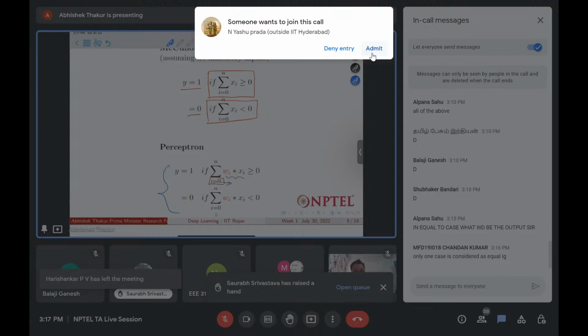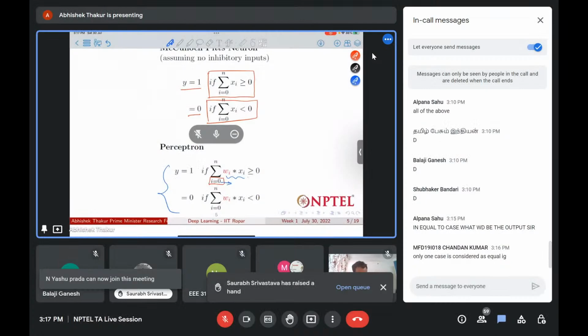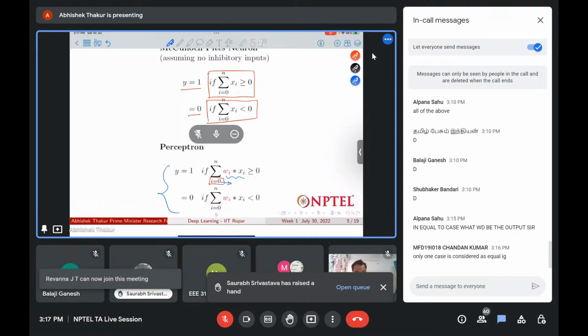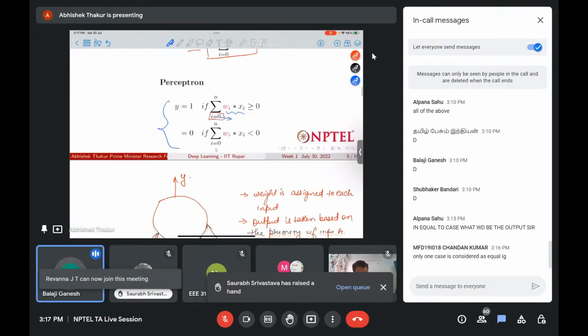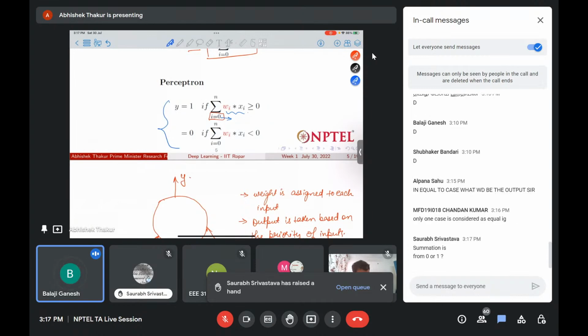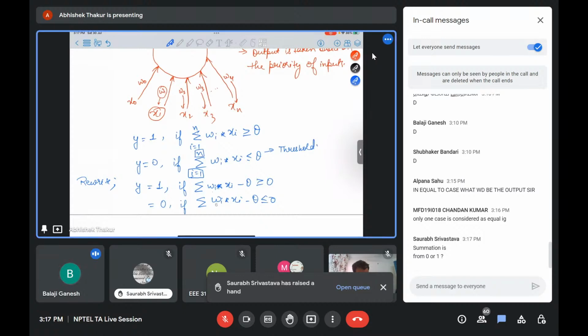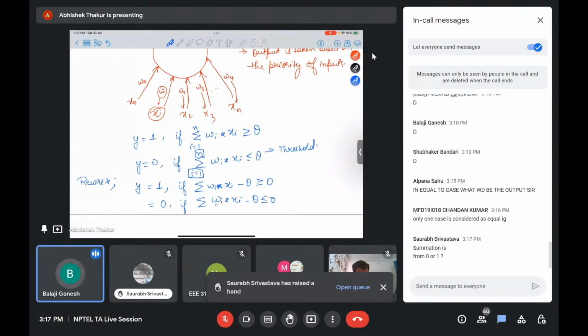So this concept only I want to teach through this question, how this came. Okay, your doubt got clear? You do first: Y is equal to 1 if the summation is greater than or equal to theta. Y is equal to 0 if the summation is less than theta, or less than or equal to theta.